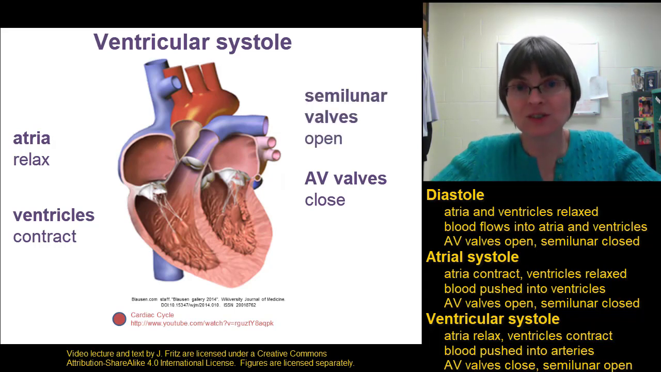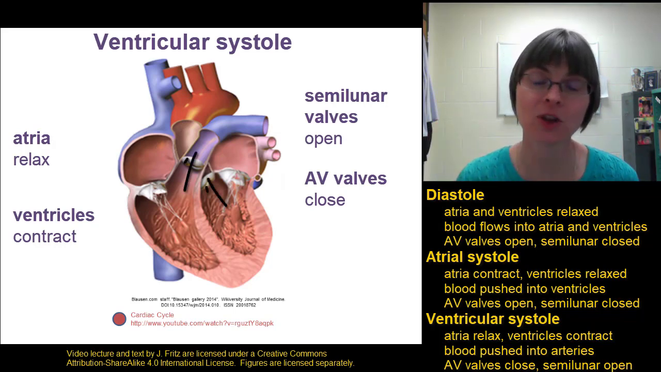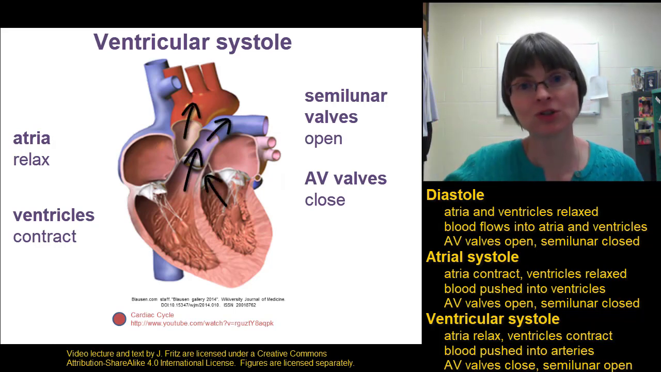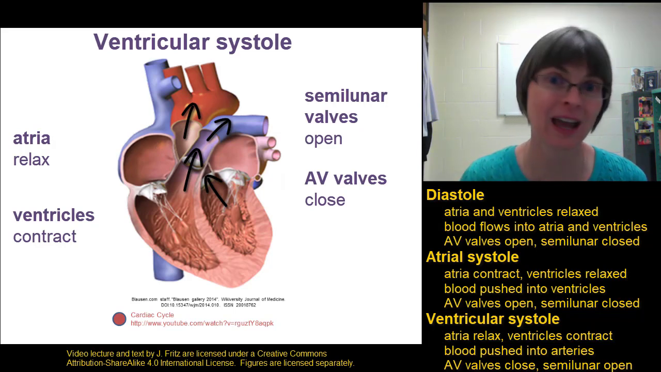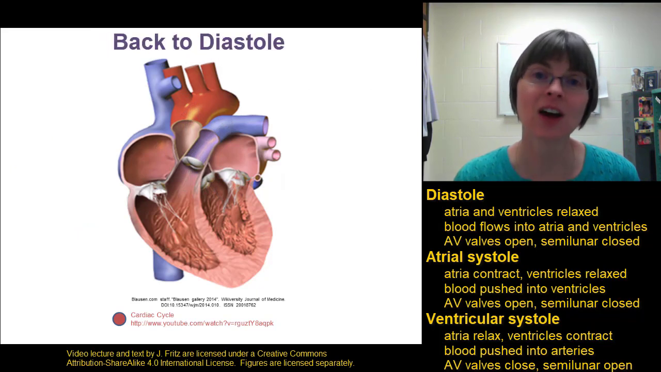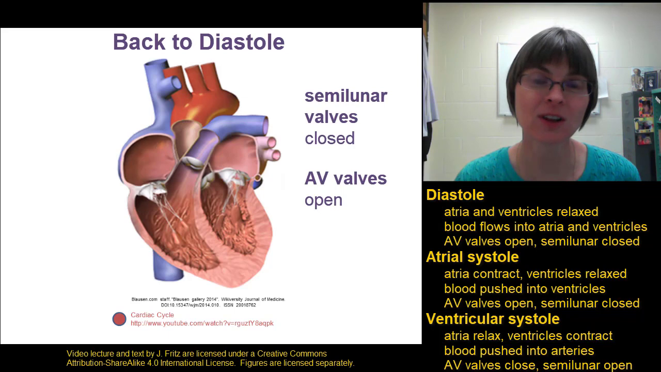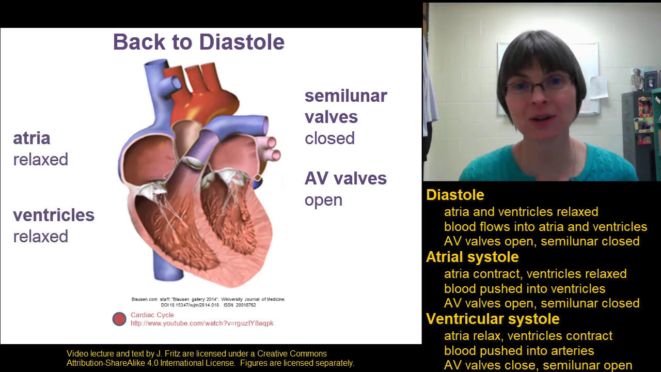So the blood pushes against the semilunar valves until they are pushed open so that the blood can flow from the ventricles and be pushed up into the pulmonary trunk and the aorta. At the completion of ventricular systole, the heart returns to diastole, the AV valves open, the semilunar valves close, the ventricles and the atria are relaxed, and blood flows back into the heart again.